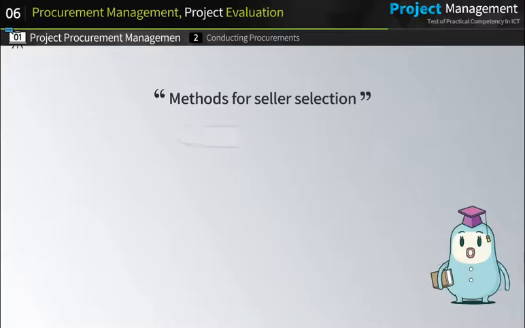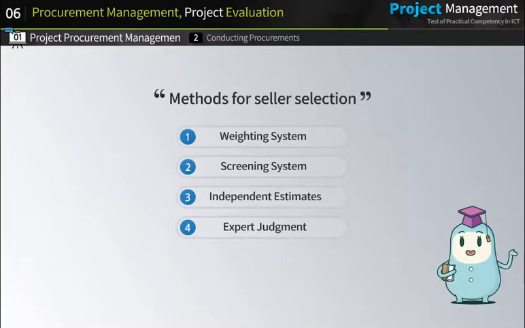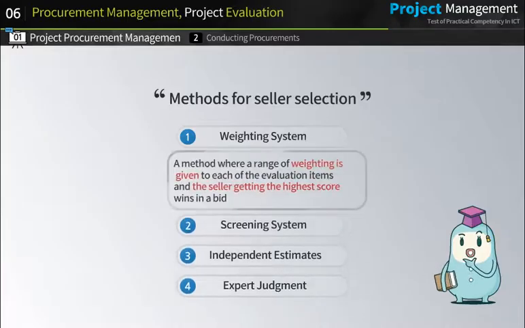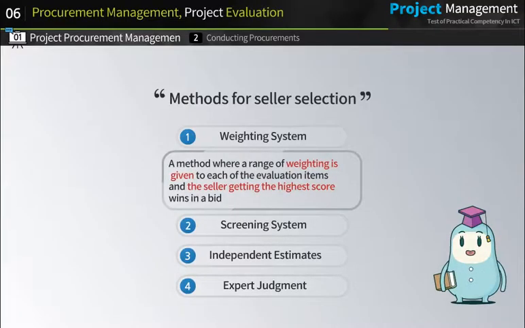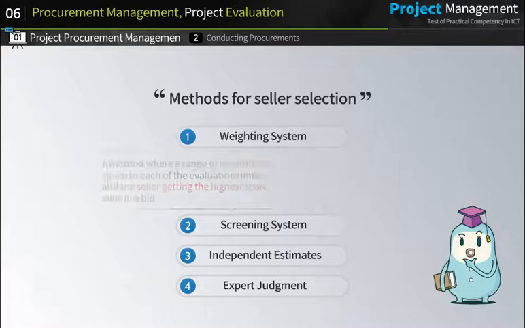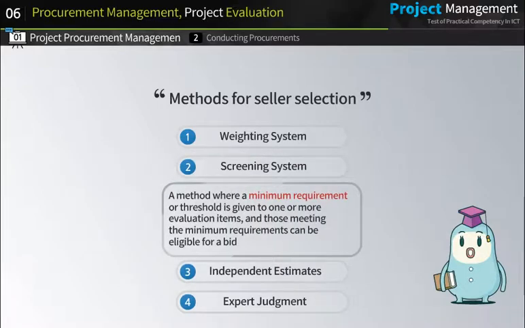The methods for selecting a final seller are classified into the following 4 types. The weighting system is a method where a range of weighting is given to each of the evaluation items, and the seller getting the highest score wins a bid. The screening system is a method where a minimum requirement or threshold is given to one or more evaluation items, and those meeting the minimum requirements can be eligible for a bid.